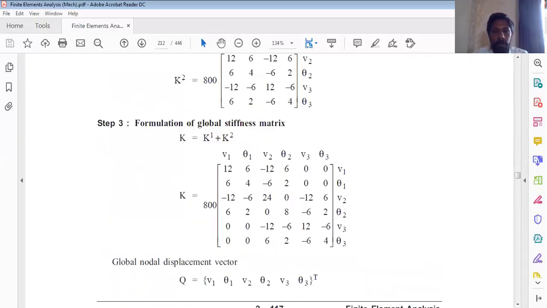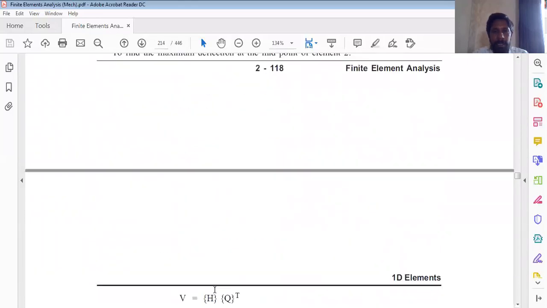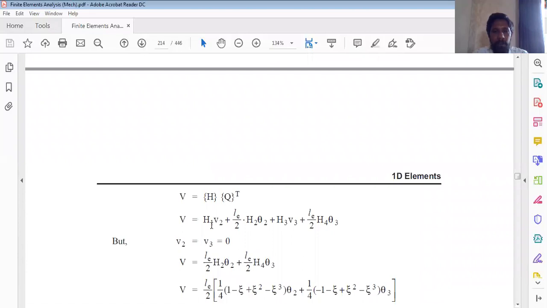So therefore, I substitute the condition that V equals H into Q, where Q is the displacement vector associated with element 2, meaning V2 theta 2, V3 theta 3. So it is H1 V2 plus LE by 2 H2 theta 2 plus H3 V3 plus LE by 2 H4 theta 3.